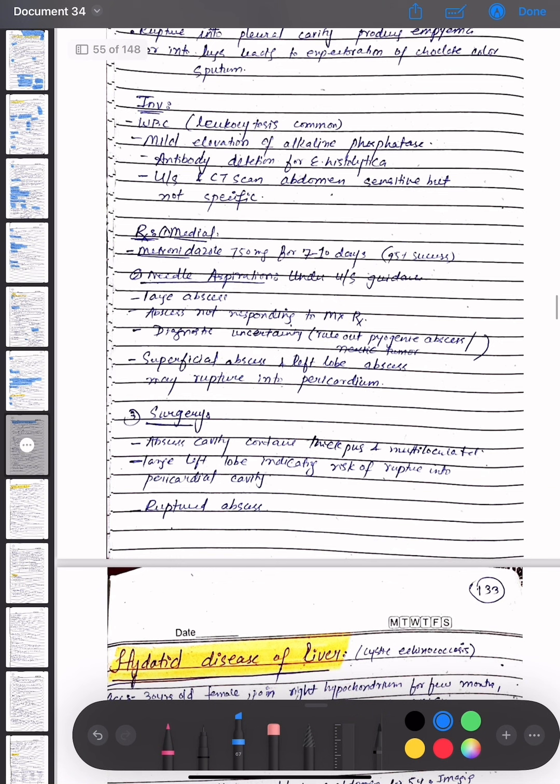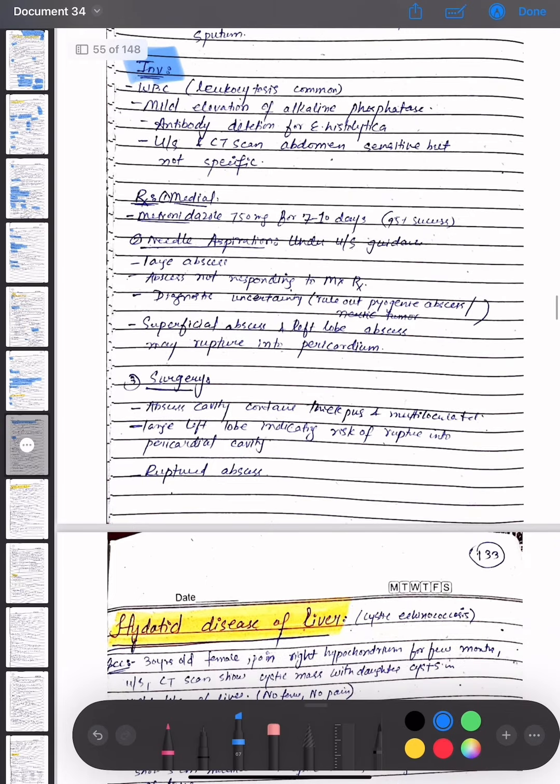What are the investigation options? WBC shows leukocytosis, which is common, with mild elevation of alkaline phosphatase. Antibody detection for E. histolytica is done. Ultrasound and CT scan of the abdomen are sensitive but not specific. Now, what are the treatment options?